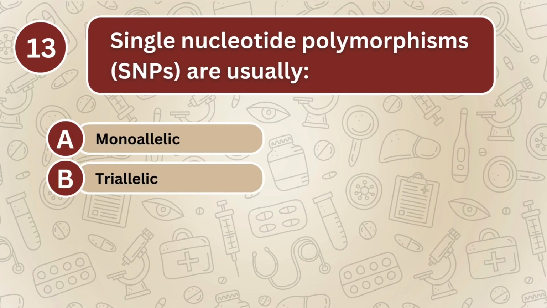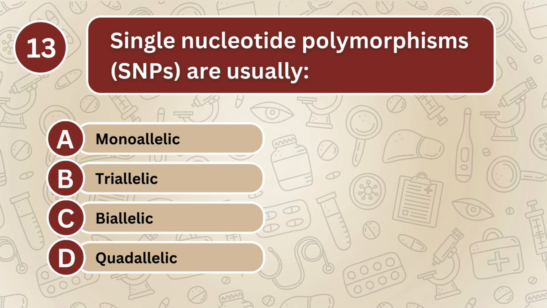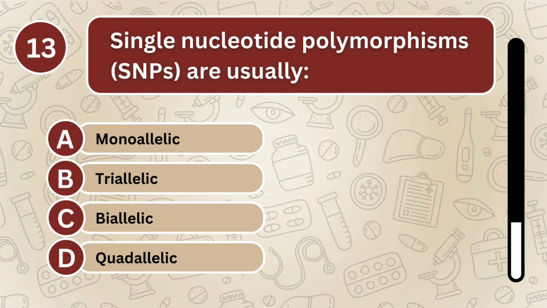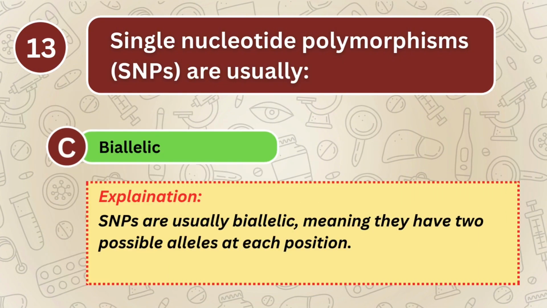Single nucleotide polymorphisms, that is SNPs, are usually monoallelic, triallelic, biallelic, or quadallelic. Correct answer is C. Biallelic.